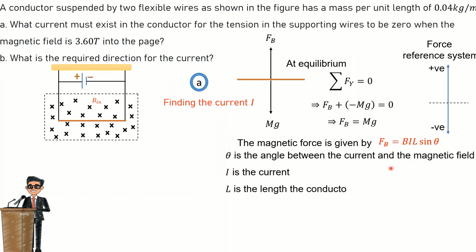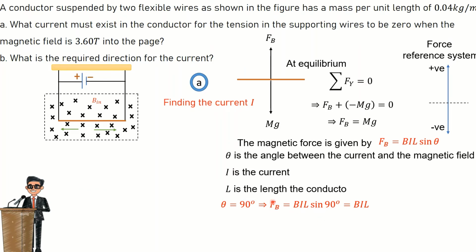Now what is theta? According to the question, we're being told that the magnetic field is pointing into the page. So it is pointing, let's say, into the screen, for example, since you're looking at it like this. So with that said, the current is either going to be pointing to the left or to the right. So we have theta equal to 90 degrees, because it is the angle between the current and the magnetic field. Theta being equal to 90 degrees means that the sine of theta will be equal to 1.